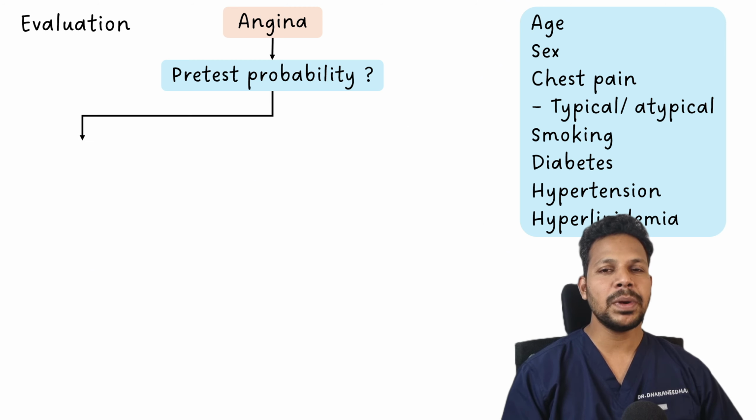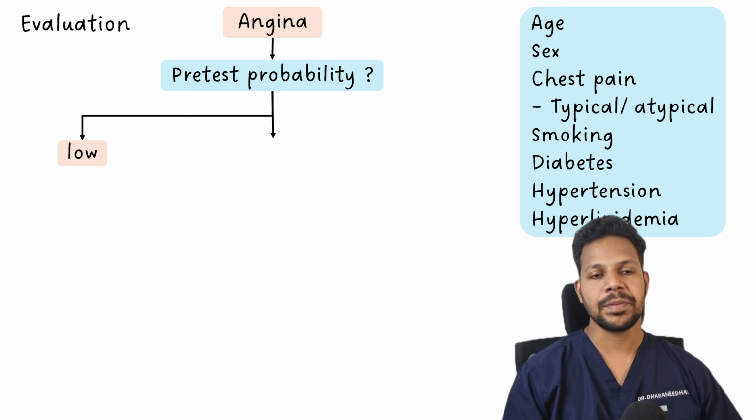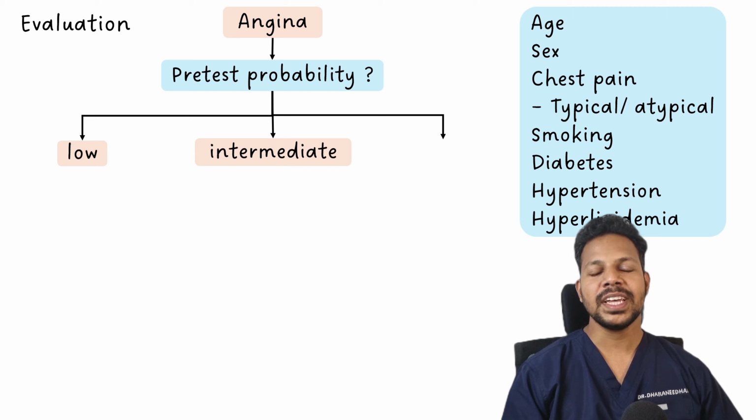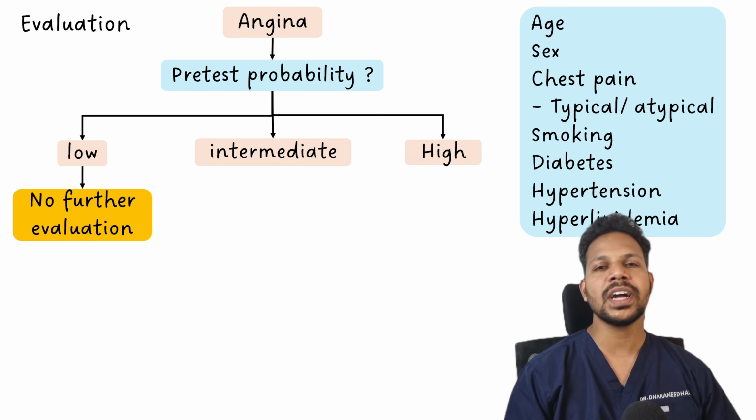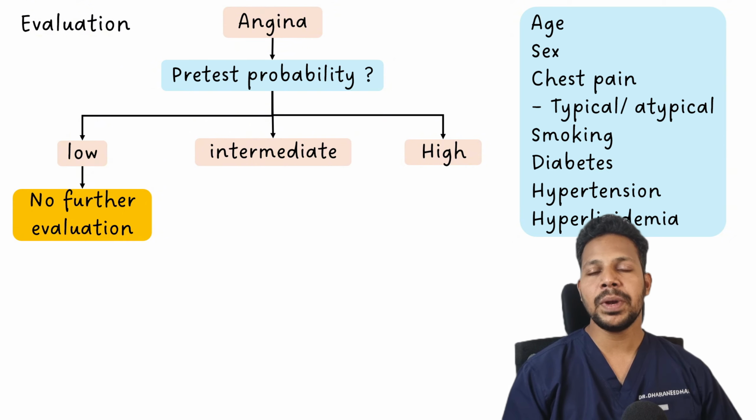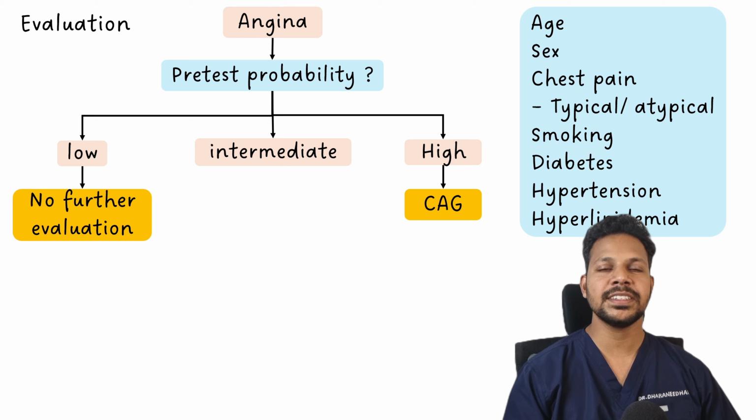And if the pretest probability is low, then there is no further evaluation required. You can rule out as some kind of non-cardiac chest pain. If the pretest probability is high, you can directly go towards the coronary angiography. The question arises when the pretest probability is intermediate.